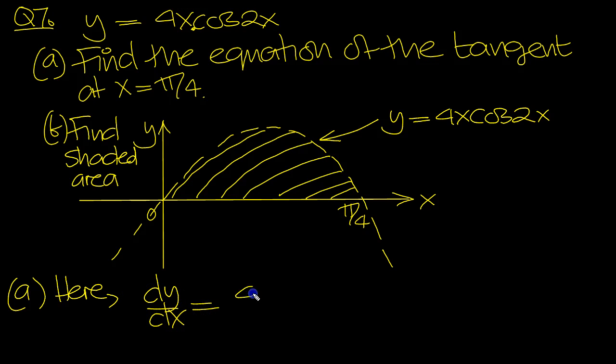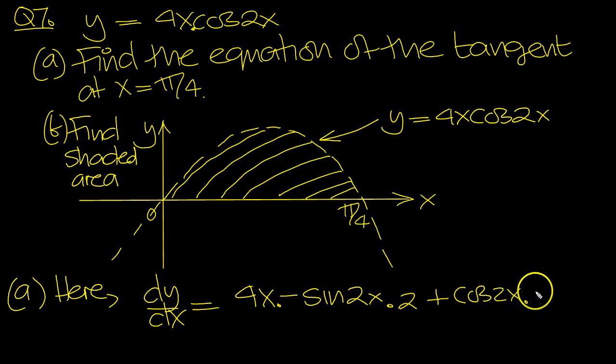u times dv/dx. This differentiates cos of something goes to minus sine of something, multiplied by the something differentiated, which is 2. So that's u dv/dx plus v, cos 2x, times du/dx, which is 4.